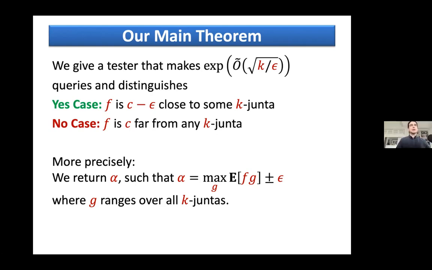In all of these works, is the notion of distance the same, like the L2 kind of distance, or are there other notions of distance that are studied? When I say close and far, I'm talking about Boolean functions. So I just mean what's the fraction of inputs on which we differ. So that's the notion of distance.